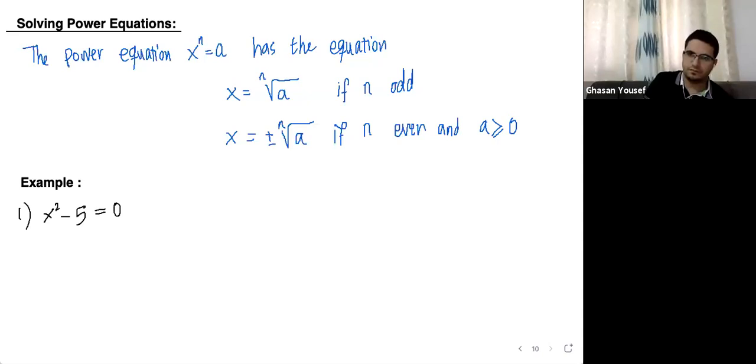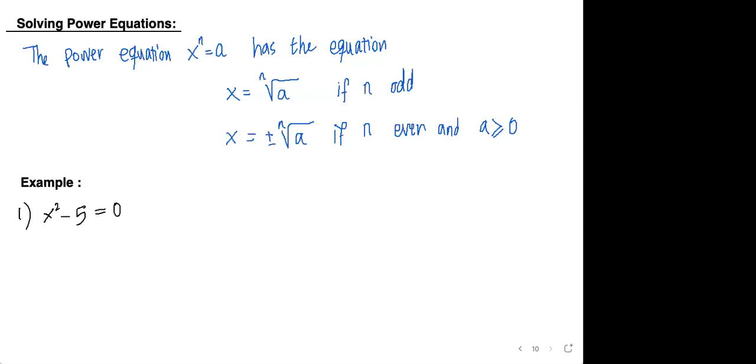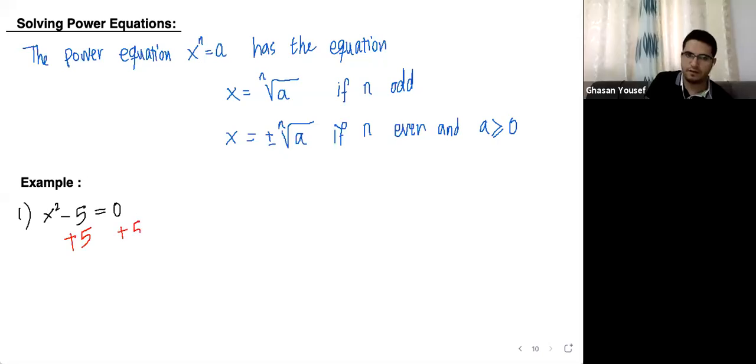Can you add 5 on both sides? Okay, let's add 5 to both sides. What do I get? X squared equals 5. So x squared equal 5 is exactly similar to this form. So this is a power equation. And then you could just take the square root of both sides.